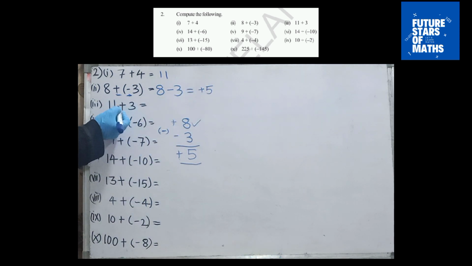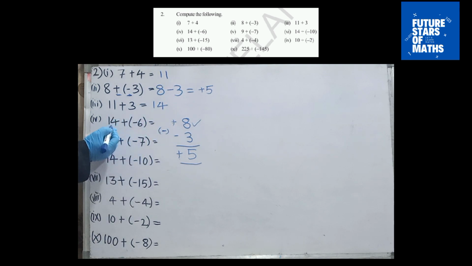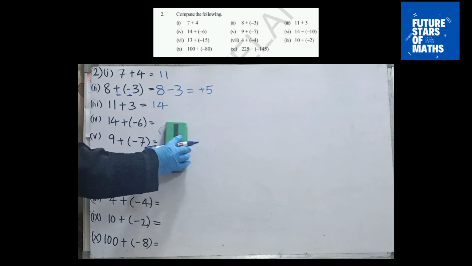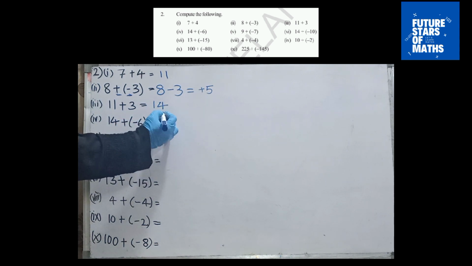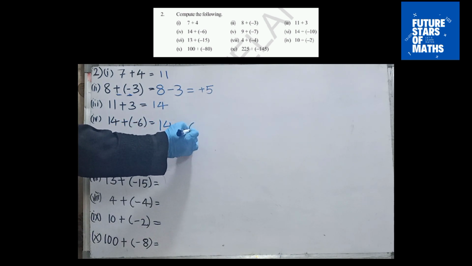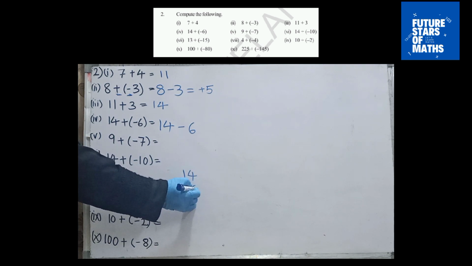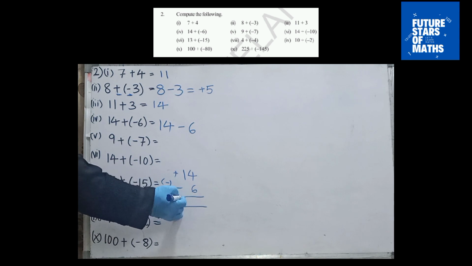Now 11 plus 3, that is 3 fingers out. After 11, 12, 13, 14. This is very easy. Now the next question is 14 plus minus 6. So first we have to open the brackets. 14 plus into minus is minus 6. So 14 is big, we will write 14 above, then minus 6 below. That is, plus into minus, minus. We have to subtract. In the answer we will write the sign of the big number.